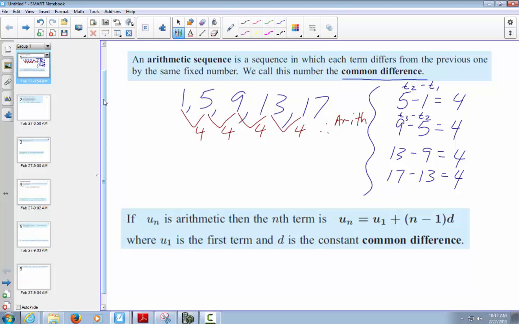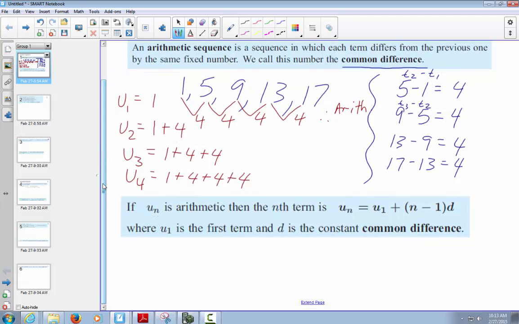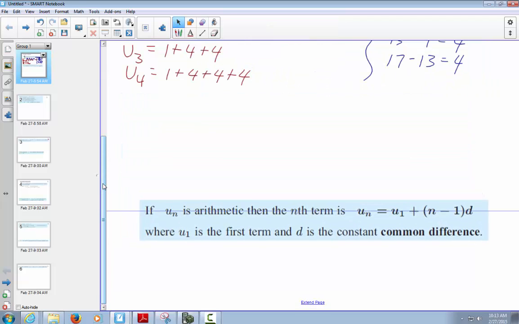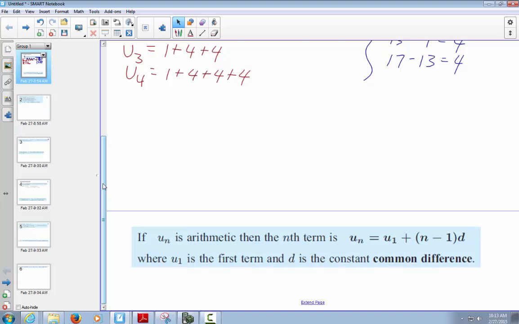Now, another part that comes along with this is we're going to say that U1, so term 1, is 1. Term 2 is 1 plus 4. Term 3 is 1 plus 4 plus 4. Term 4 is 1 plus 4 plus 4 plus 4. Now, why am I doing this? What's the big deal? Well, first we'll move this down a bit. It's leading to this little formula that we get.